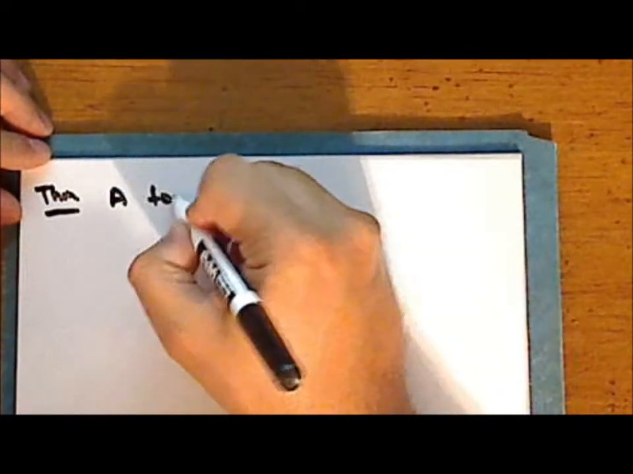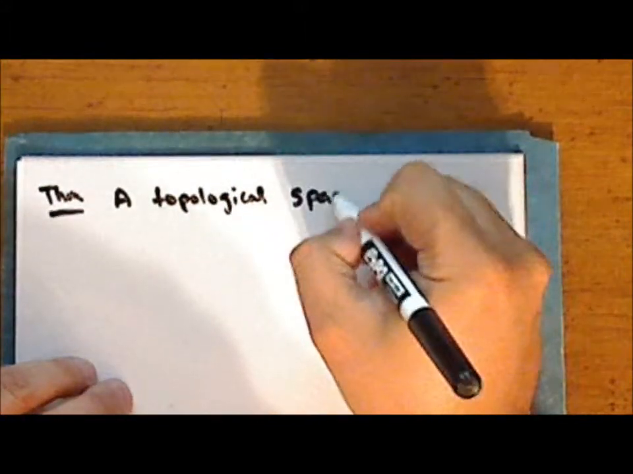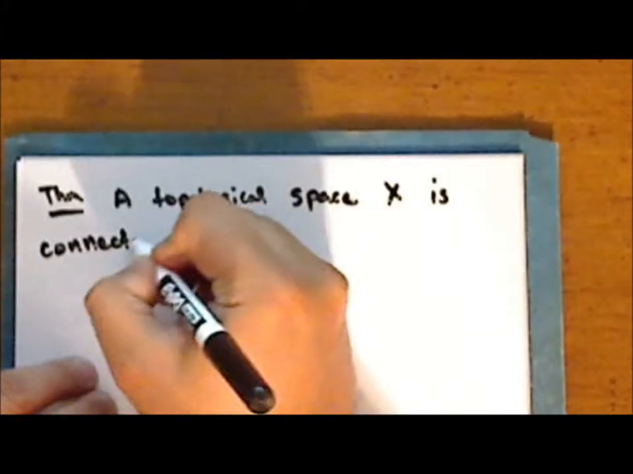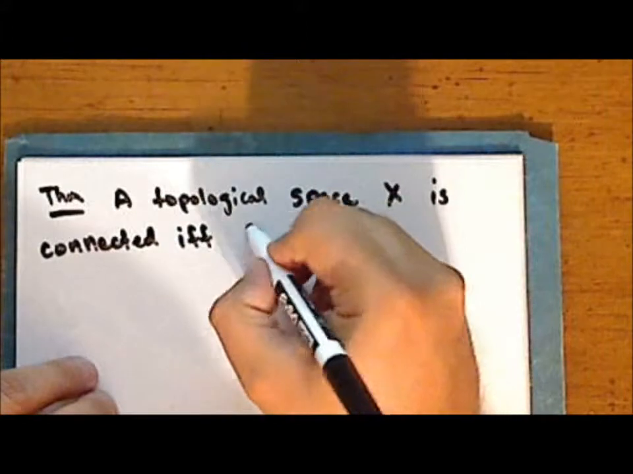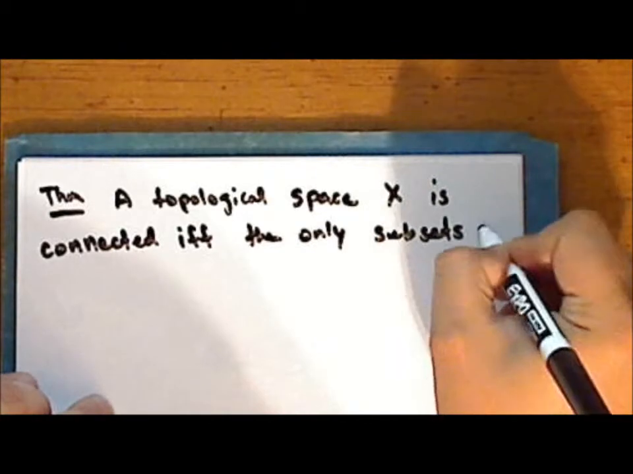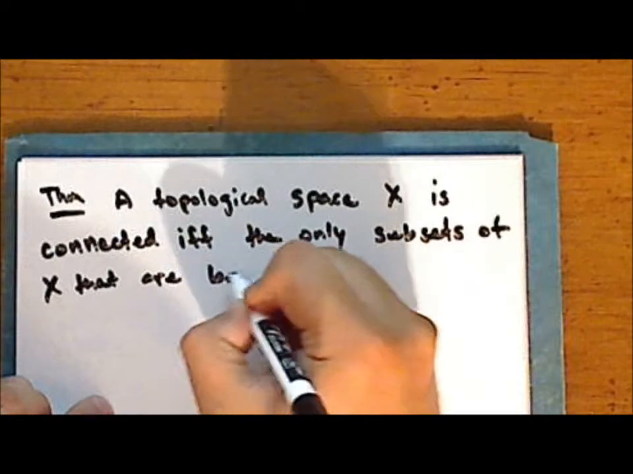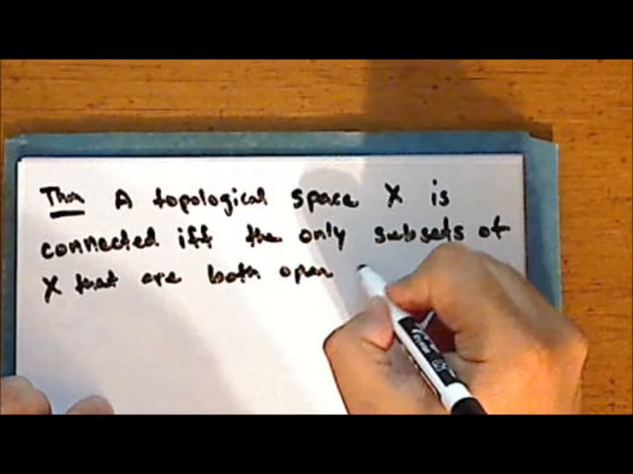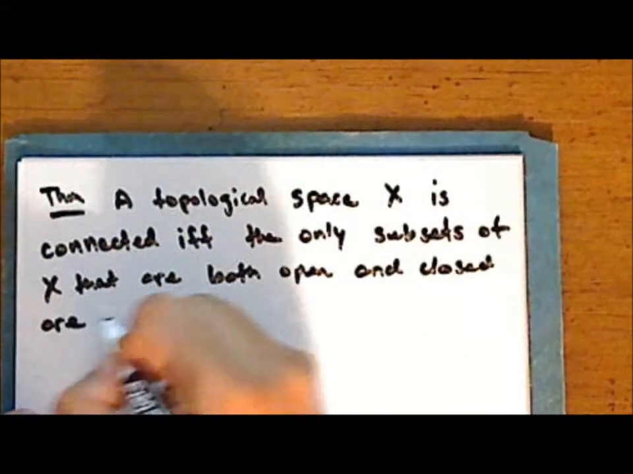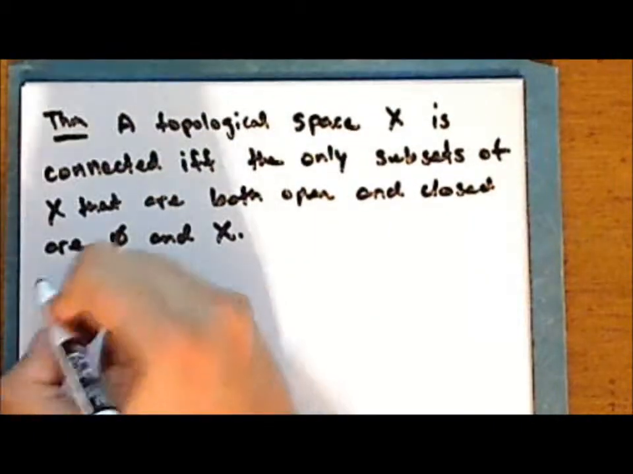A topological space X is connected if and only if the only subsets of the space X that are both open and closed are the empty set and the entire set. So proof.